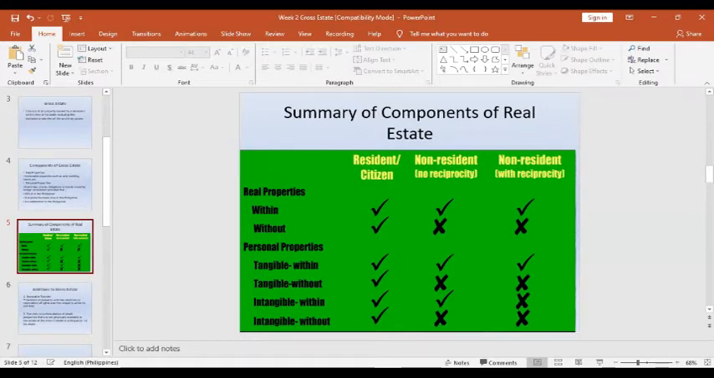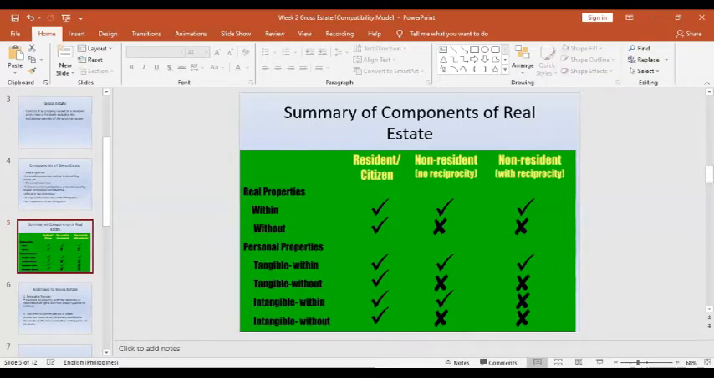If the decedent is a non-resident with no reciprocity, and by reciprocity in the Philippine tax system we mean that the country gives exemptions to Filipino taxpayers residing abroad who are not citizens of that country, then the foreigner will also be given exemptions here. That's the reciprocity. But if the decedent is a non-resident and there's no reciprocity, please take note that only the properties within the Philippines are subject to estate tax and will be inclusions of the gross estate.